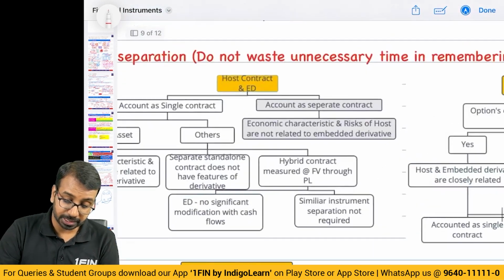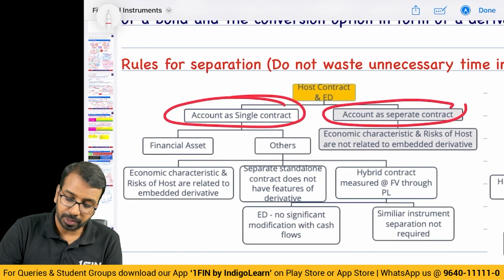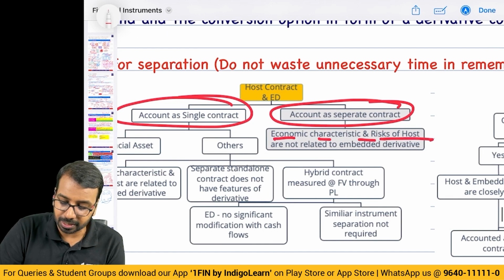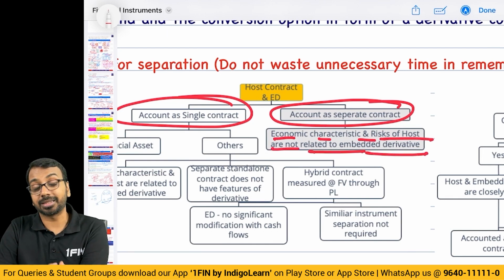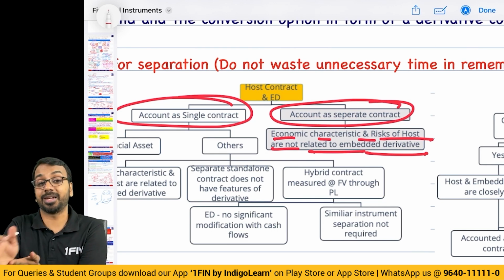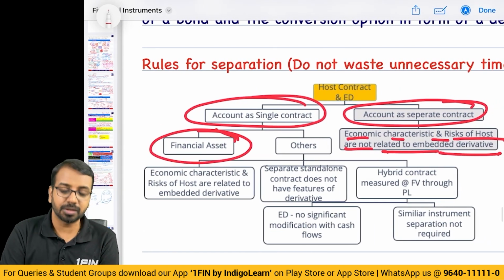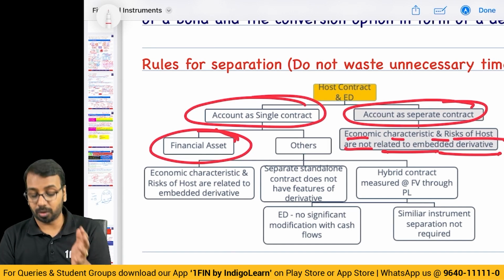Now, what you have to understand is, when do we account for it as a single contract and when do we account for it as a separate contract? For a separate contract, if the economic characteristics and risk of the host are not related to the embedded derivative. So what is the characteristic of the host? If that is different from the embedded derivative, you will separate. In some cases, you will account for it as a single contract if it is a financial asset. If it's a financial asset, you will account for it as a single contract.